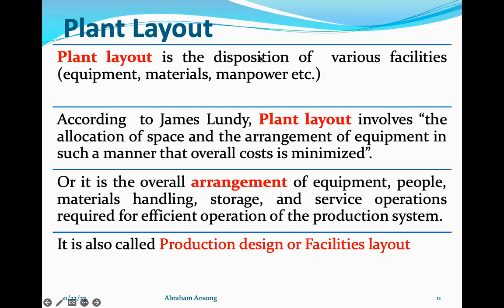So moving to plant layouts. When we're defining production, we said production is where we want to produce something, either a physical object or something that provides utility, in an organized manner. All right. We don't just want to produce it anyhow, but we want it in an organized manner. So we need to have what is known as a plant layout. So it's the disposition of various facilities, equipment, materials, and manpower in an organization. All right. You don't just want to leave things lying anywhere.